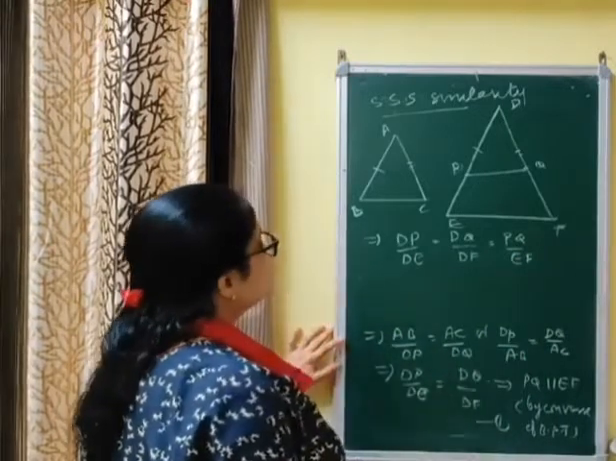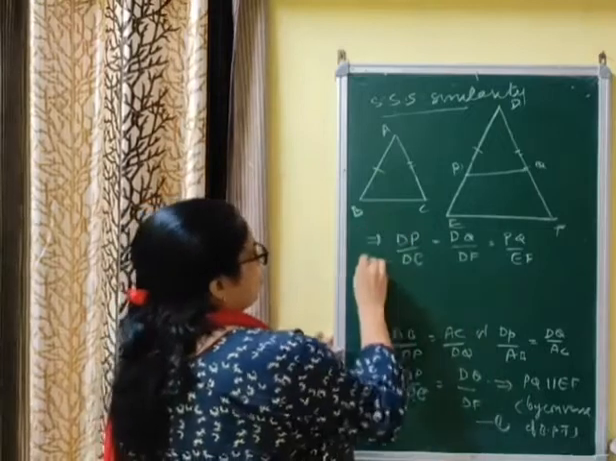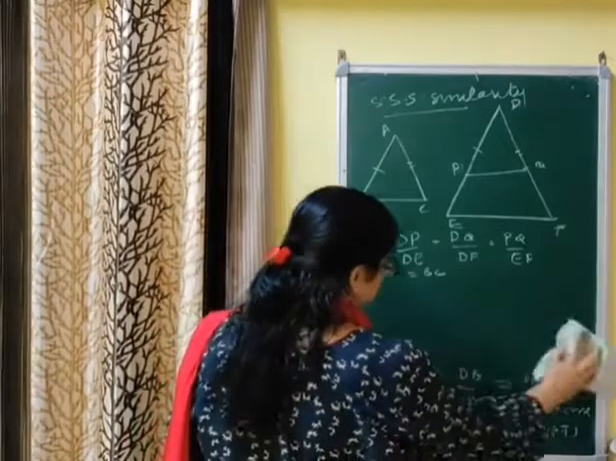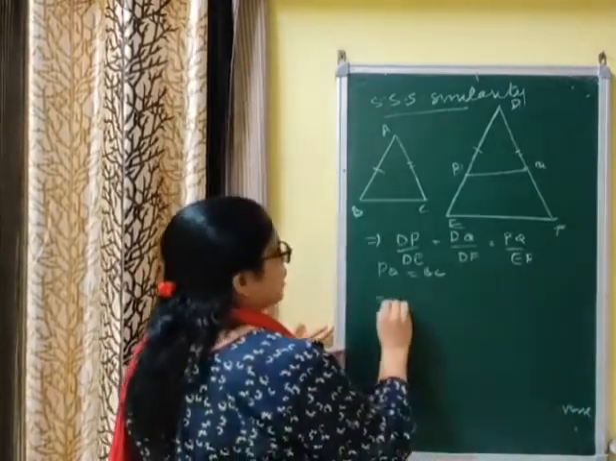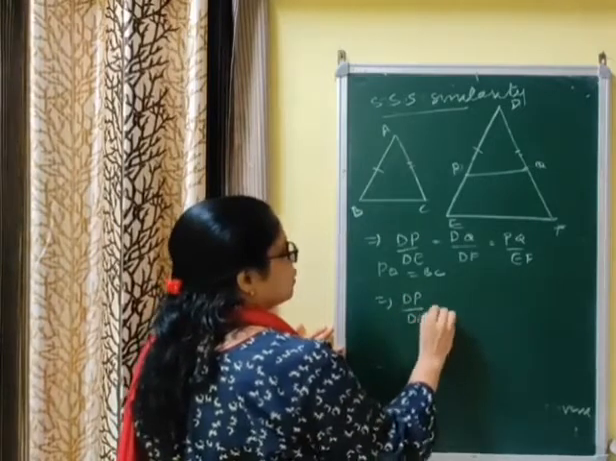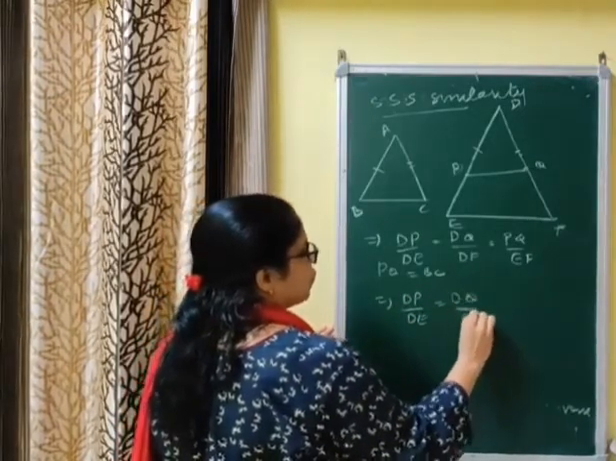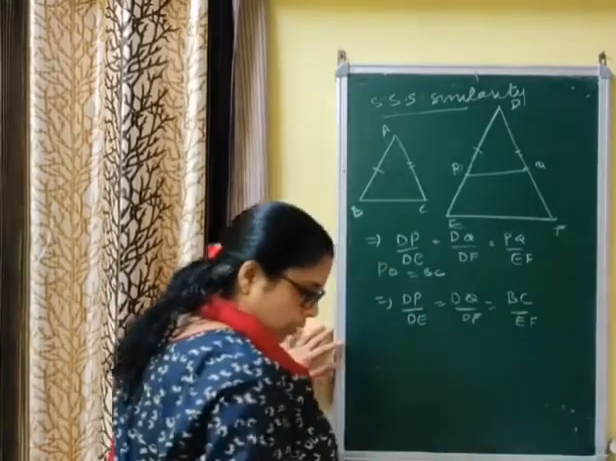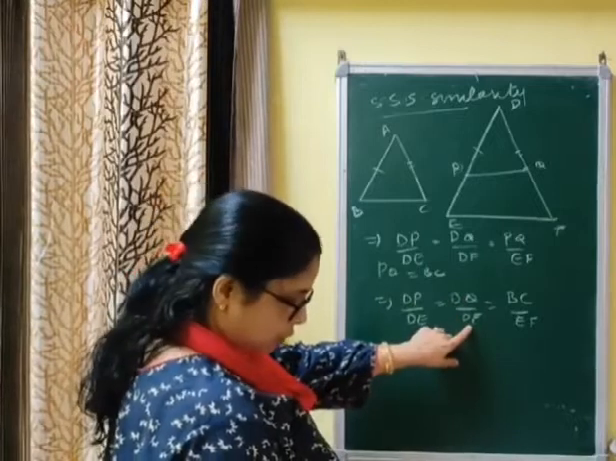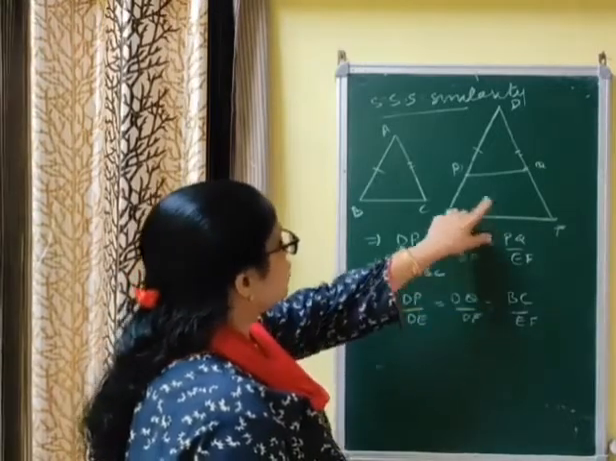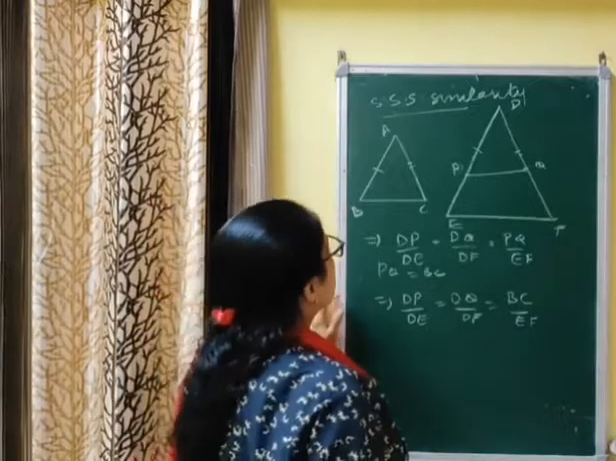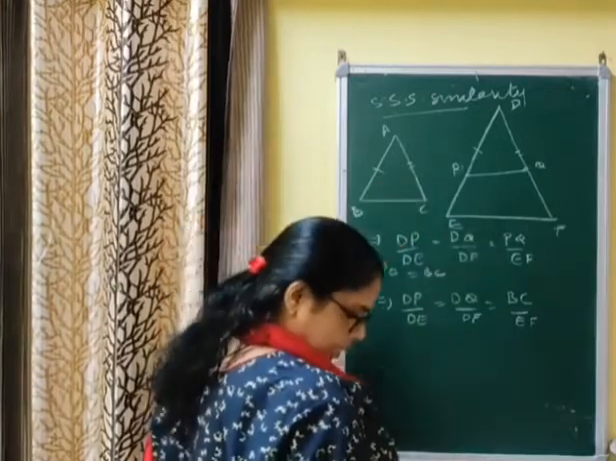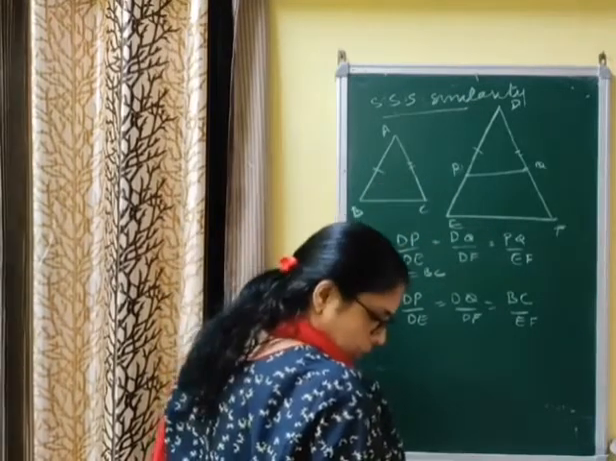But PQ is the same as BC. PQ is equal to BC. So you can change this as DP by DE is equal to DQ by DF is equal to BC by EF. This much you are given. DP by DE equal to DQ by DF is equal to BC by EF by replacing PQ equal to BC, because in these two triangles we have to do construction like this. That implies BC equal to PQ.